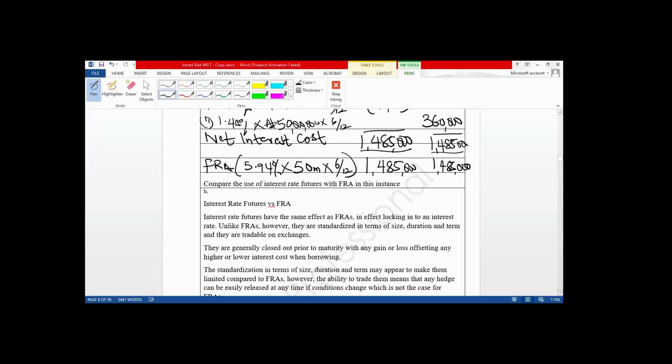What the examiner is trying to ask is that, assuming you have to use interest rate futures to hedge the transaction, as opposed to using FRA. You know, we have used FRA. Assuming we want to use interest rate futures to protect against our borrowing, how would this work? Look at it.